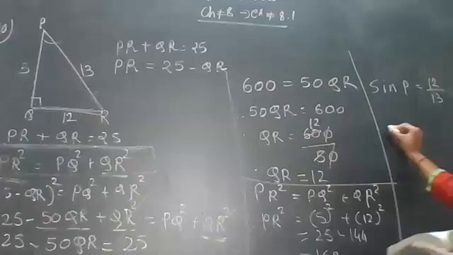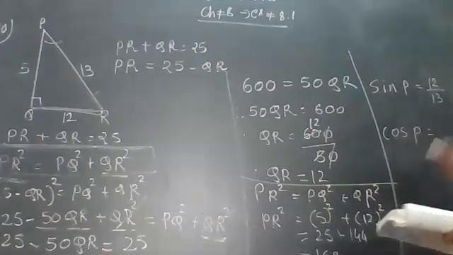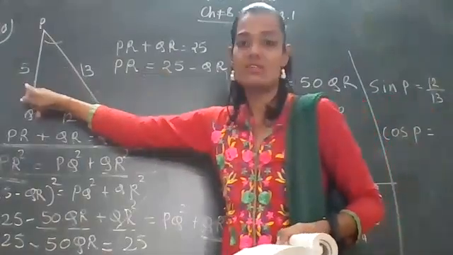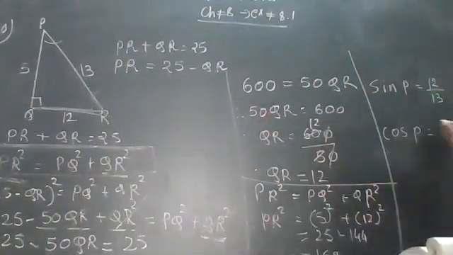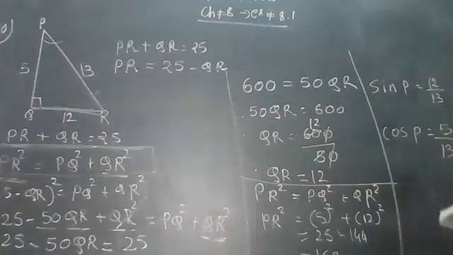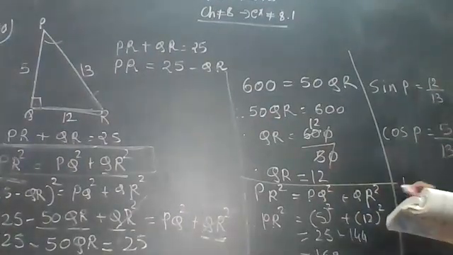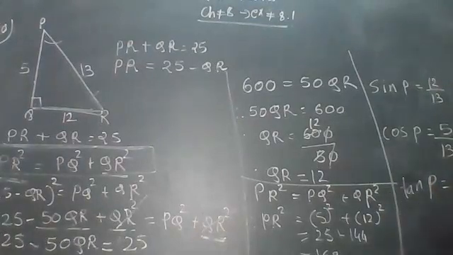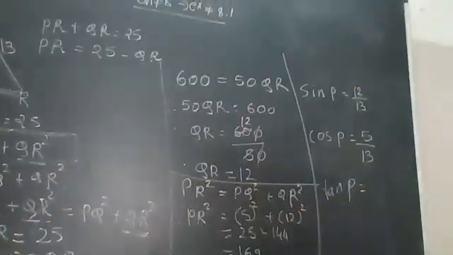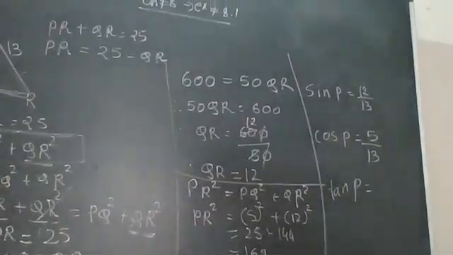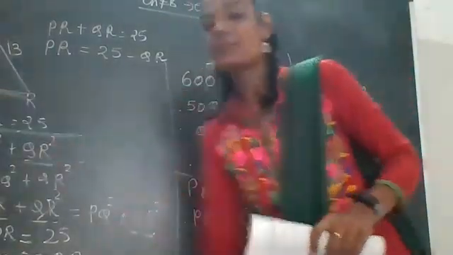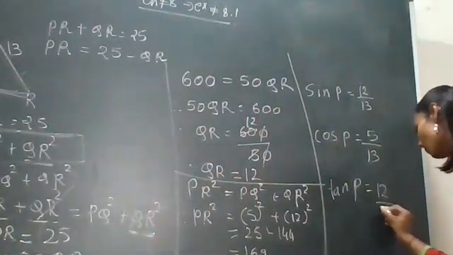Right? Now cos P. So the value of cos is equal to what? Adjacent upon hypotenuse. So adjacent is given as 5 upon 13. And what is the value of tan P? Tan is opposite upon adjacent. Opposite is 12 and adjacent will be 5. The answer will be 12 upon 5.